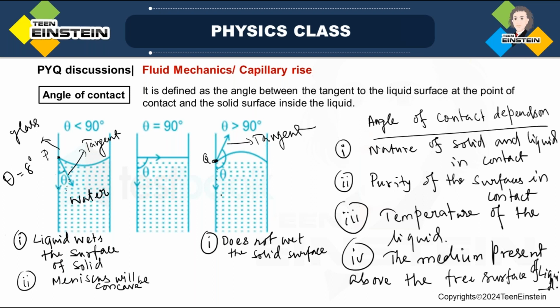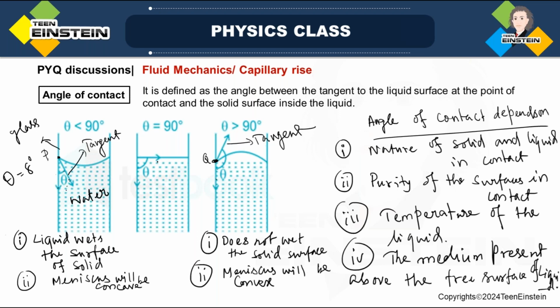In this case, actually the cohesive force is much greater than the adhesive force. That is another reason. And the second thing is that the shape of the meniscus will be convex. Okay, the meniscus will be convex.